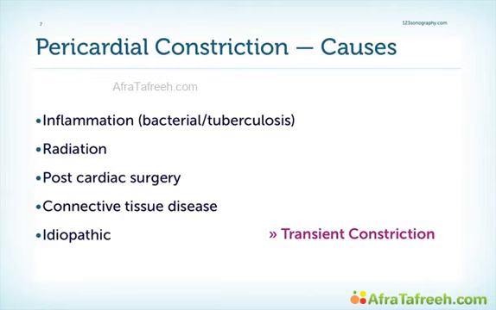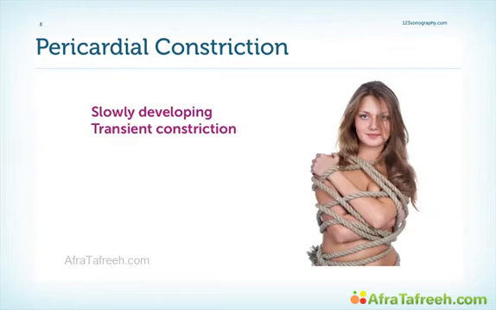The history of the patient is also important. Usually they will have a history of pericarditis, especially bacterial or tuberculosis, or radiation, or they had cardiac surgery. Some patients have connective tissue disease, but still in some patients you will not find a reason why they have constrictive pericarditis at all. Constriction usually develops rather slowly, so you will sometimes have a latency of 5 to 10 years or even more. And again, some patients will only have transient forms of constriction.